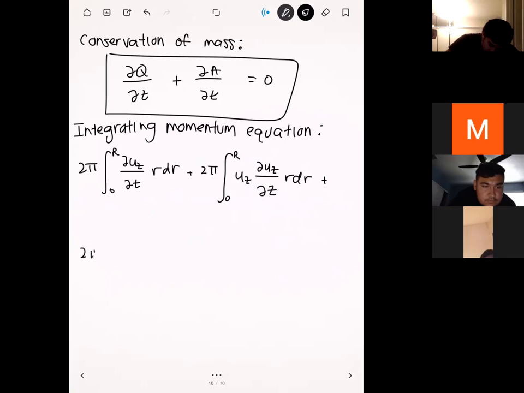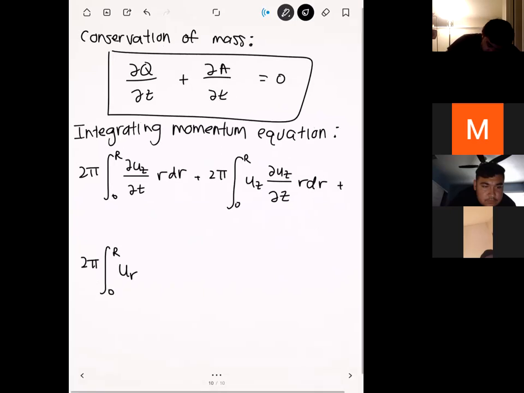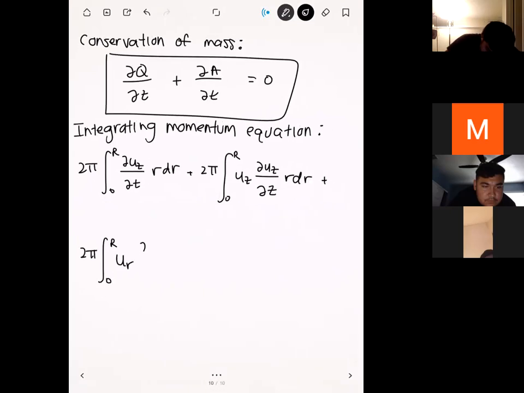2 pi, integral from 0 to R of u_r partial u_z partial r, r dr, okay, plus 2 pi. Now we have the pressure term, integral from 0 to R of 1 over rho, partial p partial z, r dr. Okay. And this is equal to our two viscous terms.